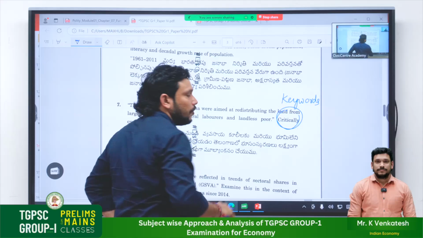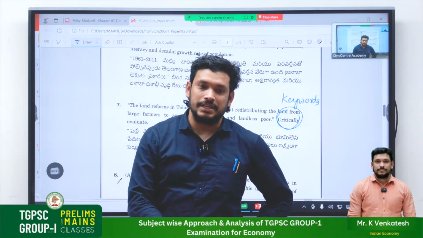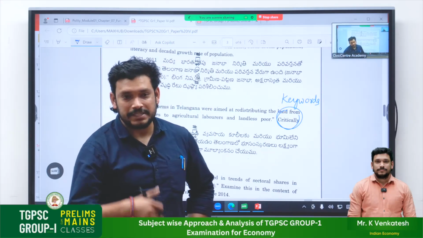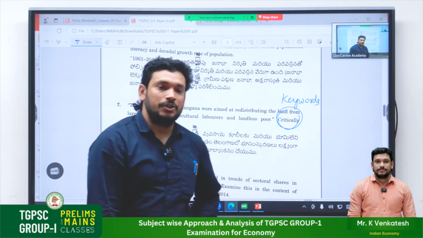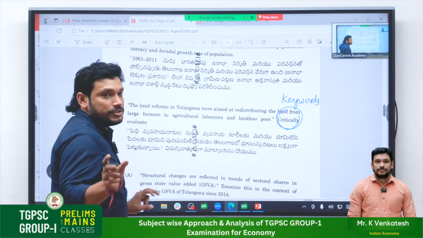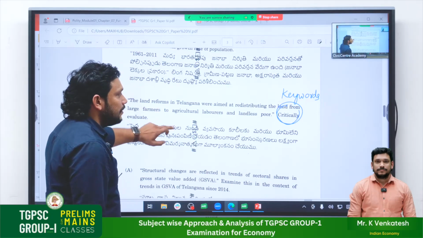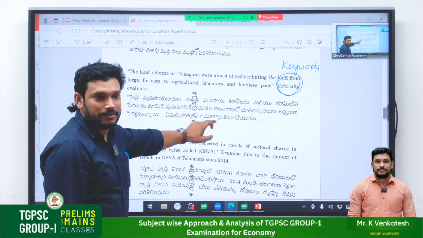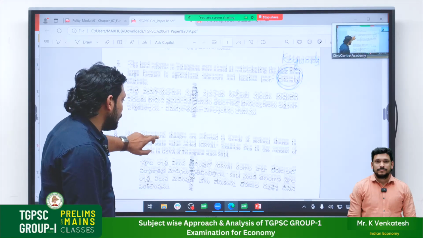Based on the keywords, your answer structure will change. Your answer structure will change entirely. I will be discussing that also in the classes when I am teaching you individual PYQs and their answers. Okay? And their approach, not answer. If I teach you the answer, then I am spoon feeding you. You will not develop.